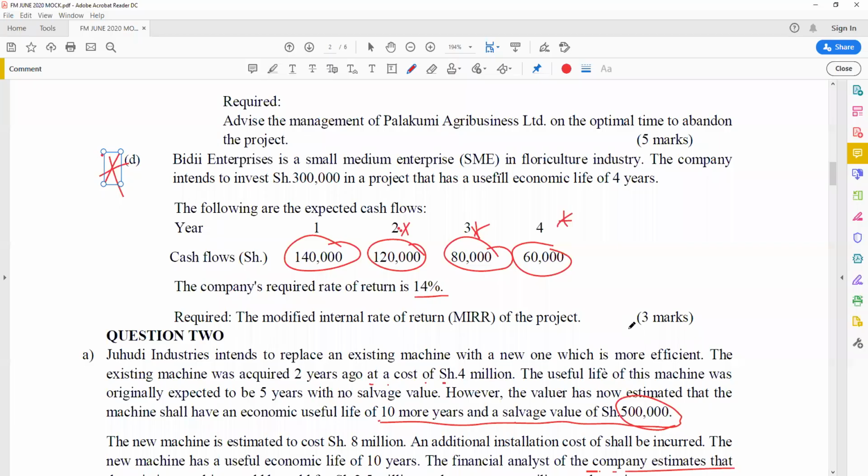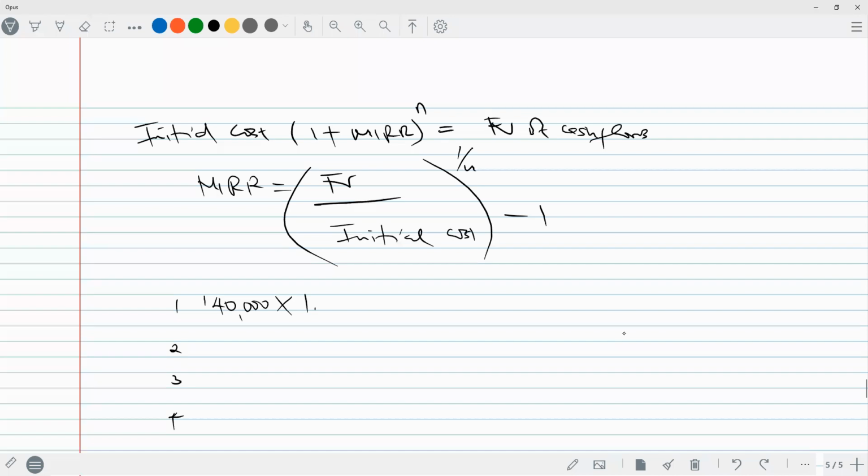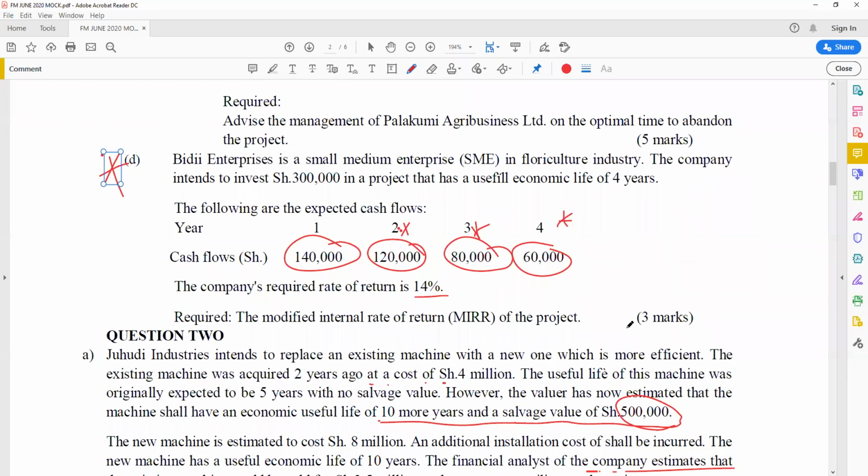The required return is how much? 14%. So 14%, and we grow it for 3 years. Then 120,000, year 2, we grow it for 2 years, 1.14 for 2 years. I can't remember the other years. I think it was 80,000 for year 3. Let me check it out. 80,000 and 60,000.